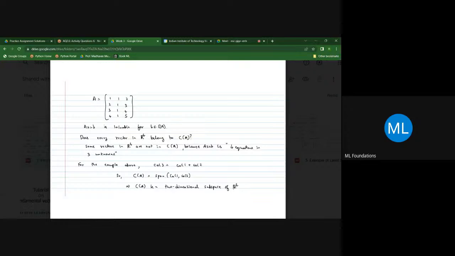Which basically means that not all the vectors from R4 need be present in the column space of A. The column space of A is a subset of R4, but all the vectors in R4 need not belong to this column space of A.